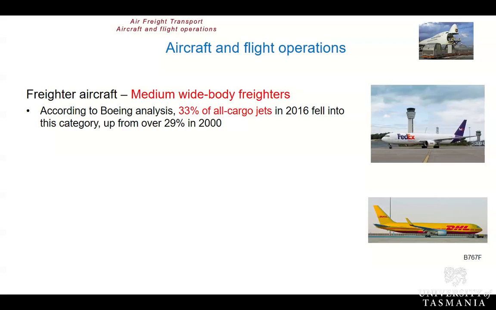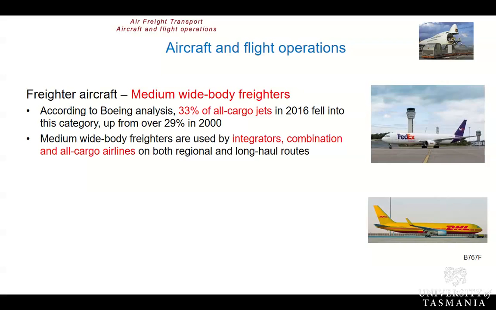The next freighter aircraft size is what we can call a medium wide body freighter. Now, about a third of all freighters fit into this particular category. Medium body freighters are used by all air carriers, so they're used by the integrators, they're used by combination carriers, they're used by all cargo carriers as well, typically on regional or long haul routes.